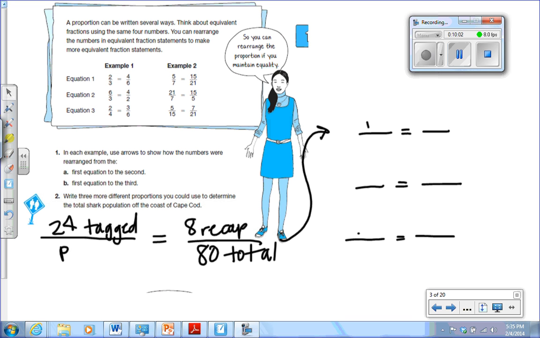So here's that information for you. We had 24 over P equaling 8 over 80. I want you to try this on your own and then come back.